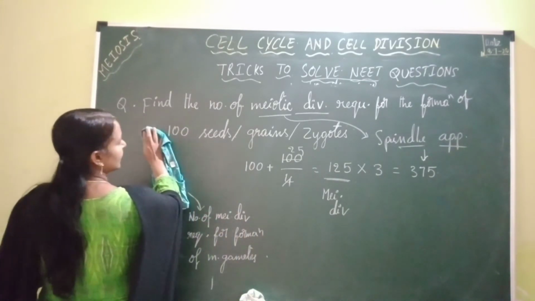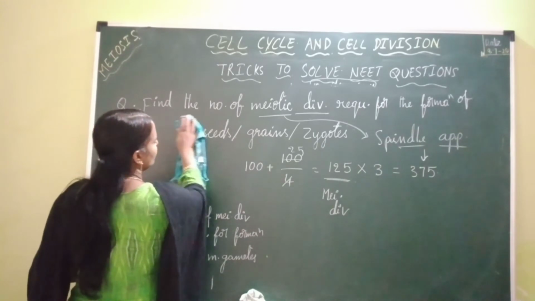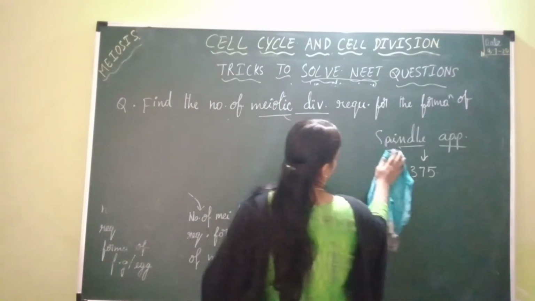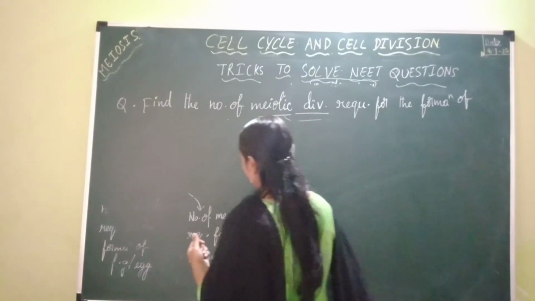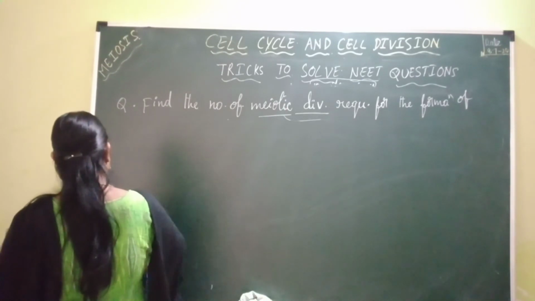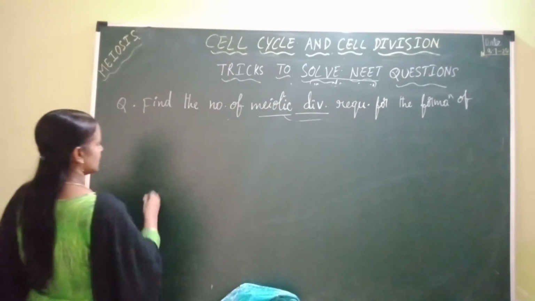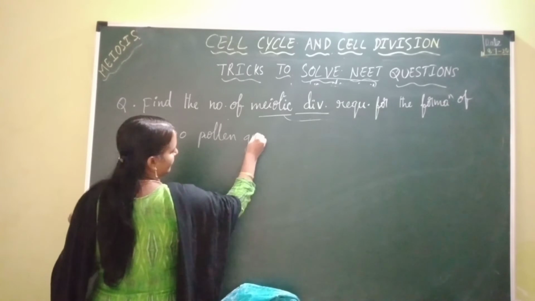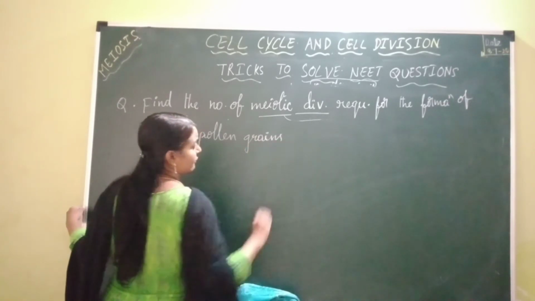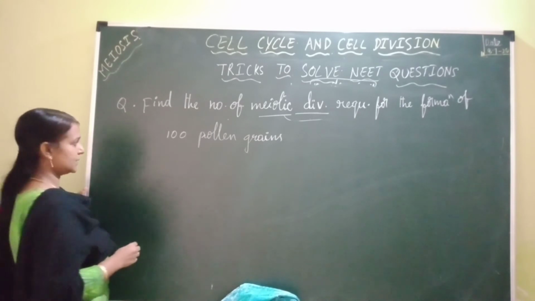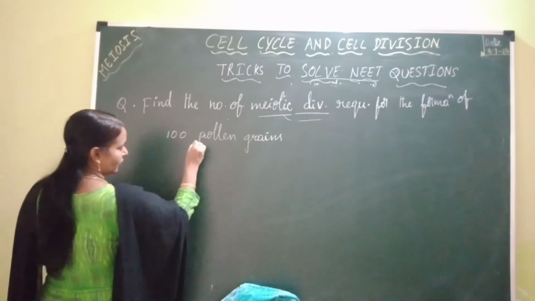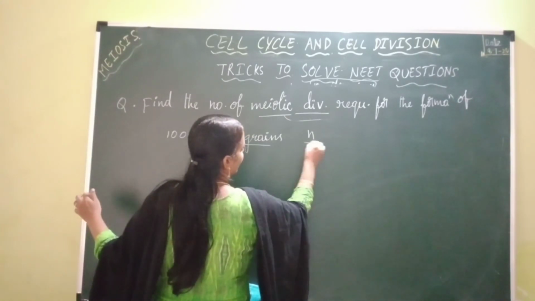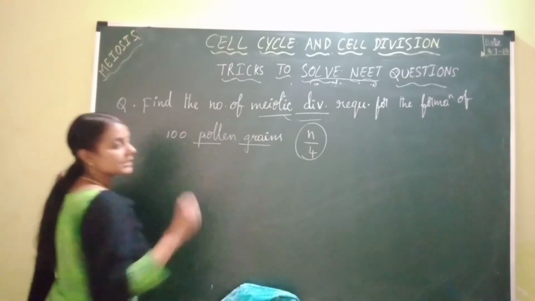Now the question is: find the number of meiotic divisions required for the formation of 100 pollen grains. Where will pollen grains be formed from? From microspore mother cells. For solving this type of problem, to find the number of meiotic divisions required for the formation of pollen grains, we have to use the formula N/4. I'll explain why we use this N/4.